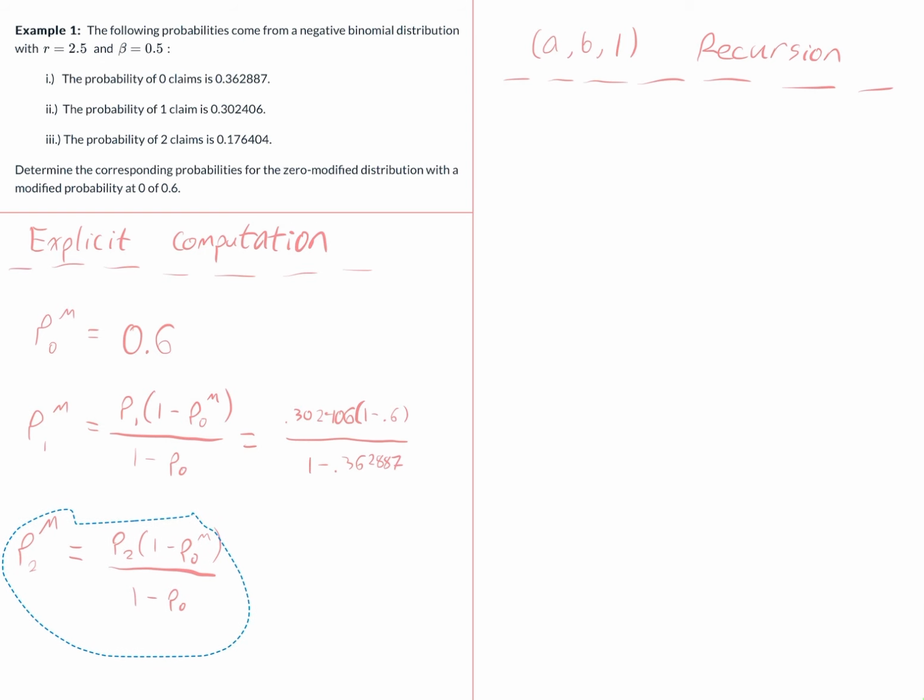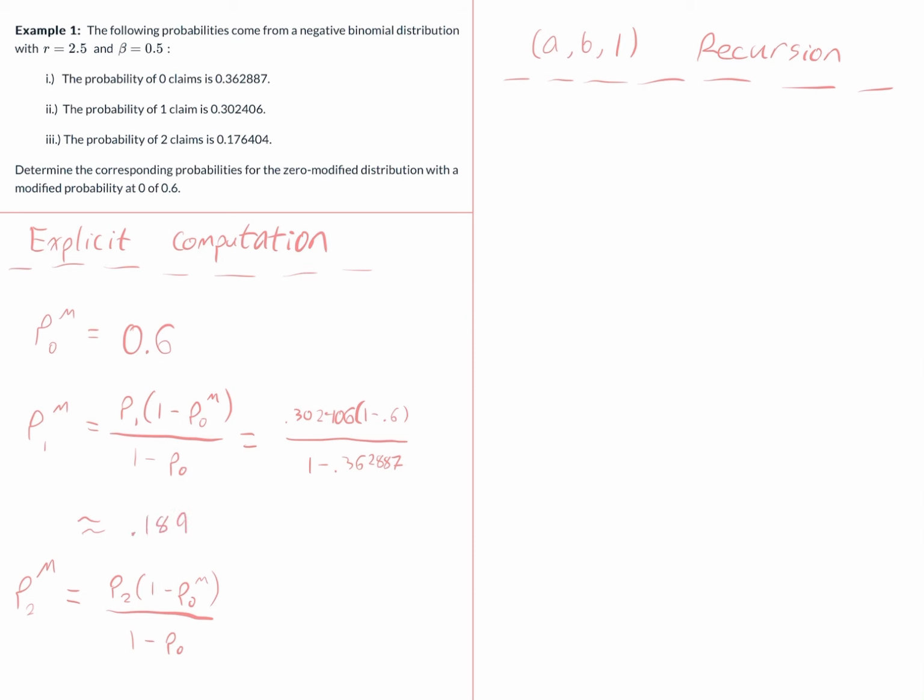And I'm going to move this down so we have some room to express our answer. And with rounding to 6 decimal places, this comes out to the following when you plug this into a calculator. Next, we can do the same thing for the modified probability of 2 losses with the original probability that we're given for 2 losses.